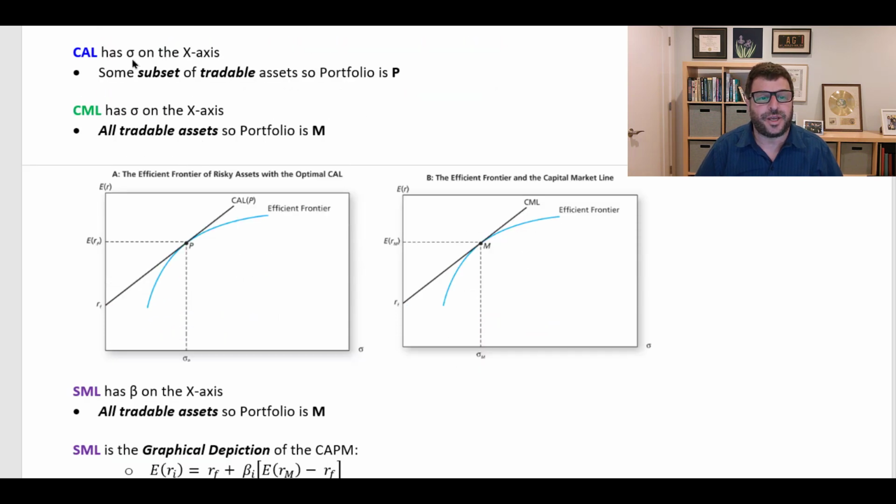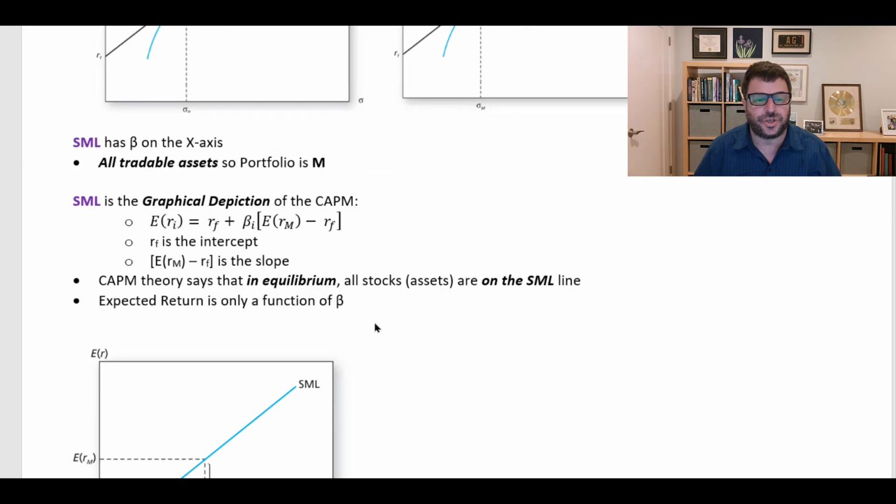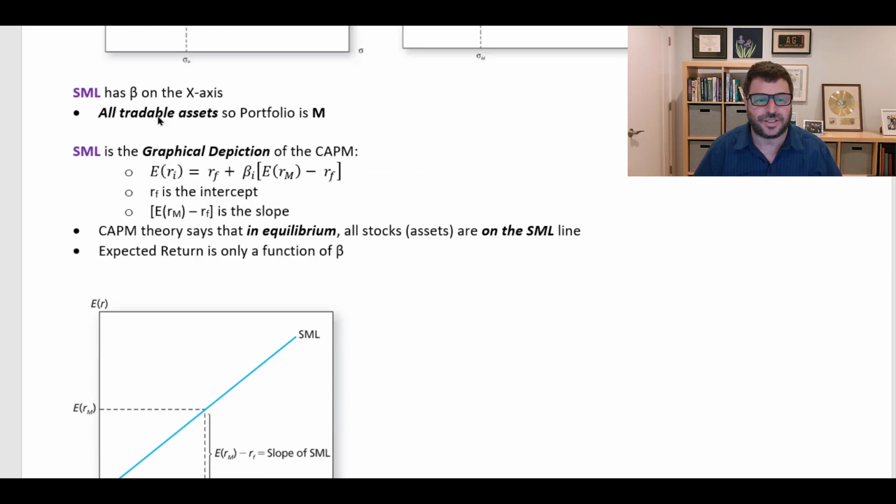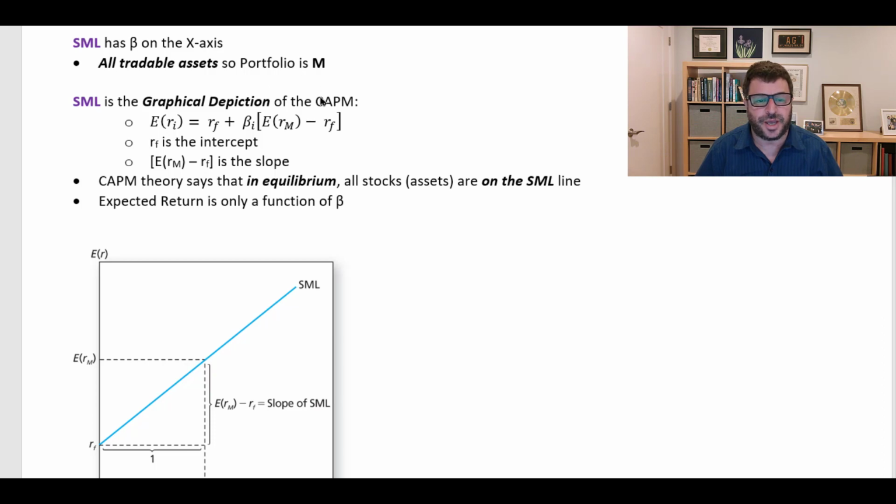Remember, the capital allocation line has total risk on the x-axis and some subset of tradable assets, so the portfolio is P. The capital market line also has total risk on the x-axis and all tradable securities, so the portfolio is M. The SML, or security market line, has all tradable assets, so the portfolio is M, but now we just have beta on the x-axis. And so it's the graphical depiction of the CAPM.